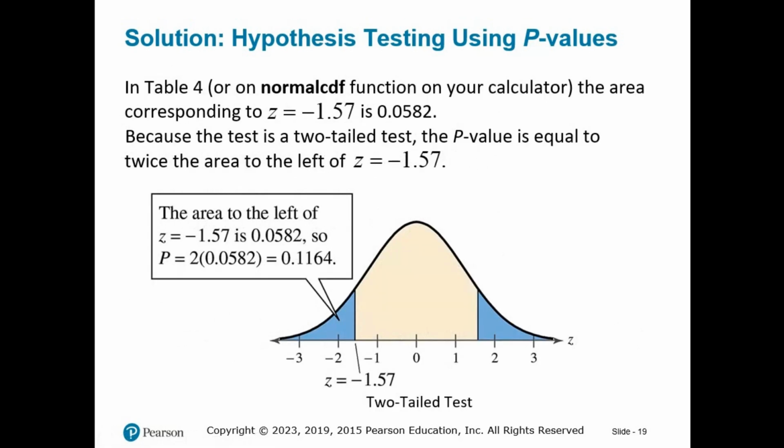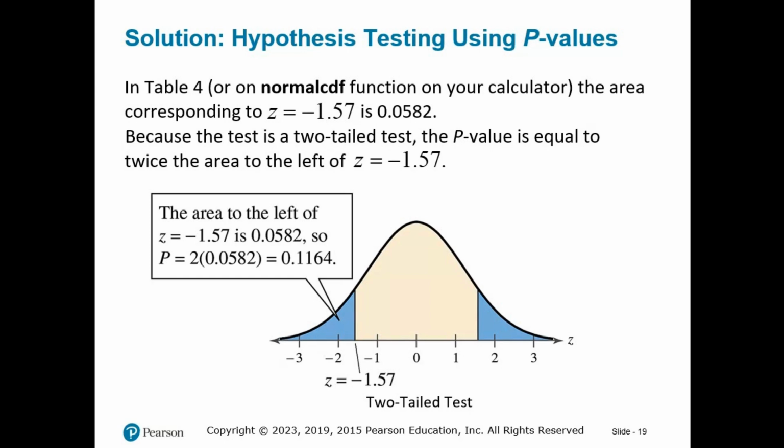Again, we have mu take on the value of 68.3 for the purposes of the formula. Now we draw our graph and get our area. Because our original alternative hypothesis was not equal to, that means this is going to be a two-tailed test. And it's going to be to the left and right of negative and positive 1.57.